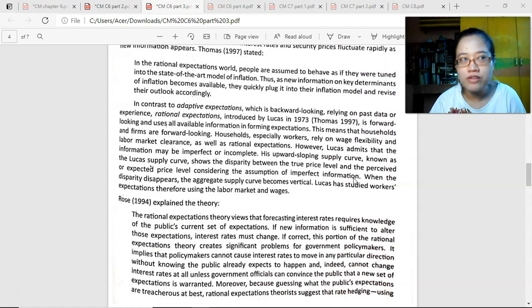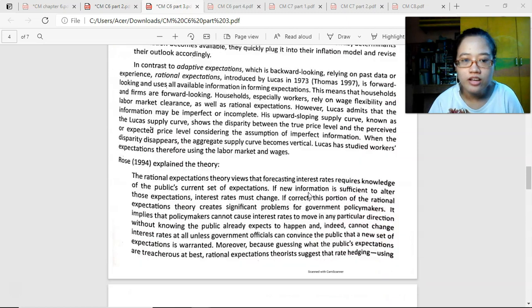Especially if the information came from private companies. Normally, di ba, meron sa mga inside information that they don't provide to the public, but sometimes it would get out. But what would get out are not complete data, pwedeng just a partial information, and the rest of it could possibly affect the decision negatively. So, ayun. It could be imperfect and incomplete. When the disparity disappears, the aggregate supply curve becomes vertical. Lucas has studied workers' expectations, therefore using the labor market and wages.